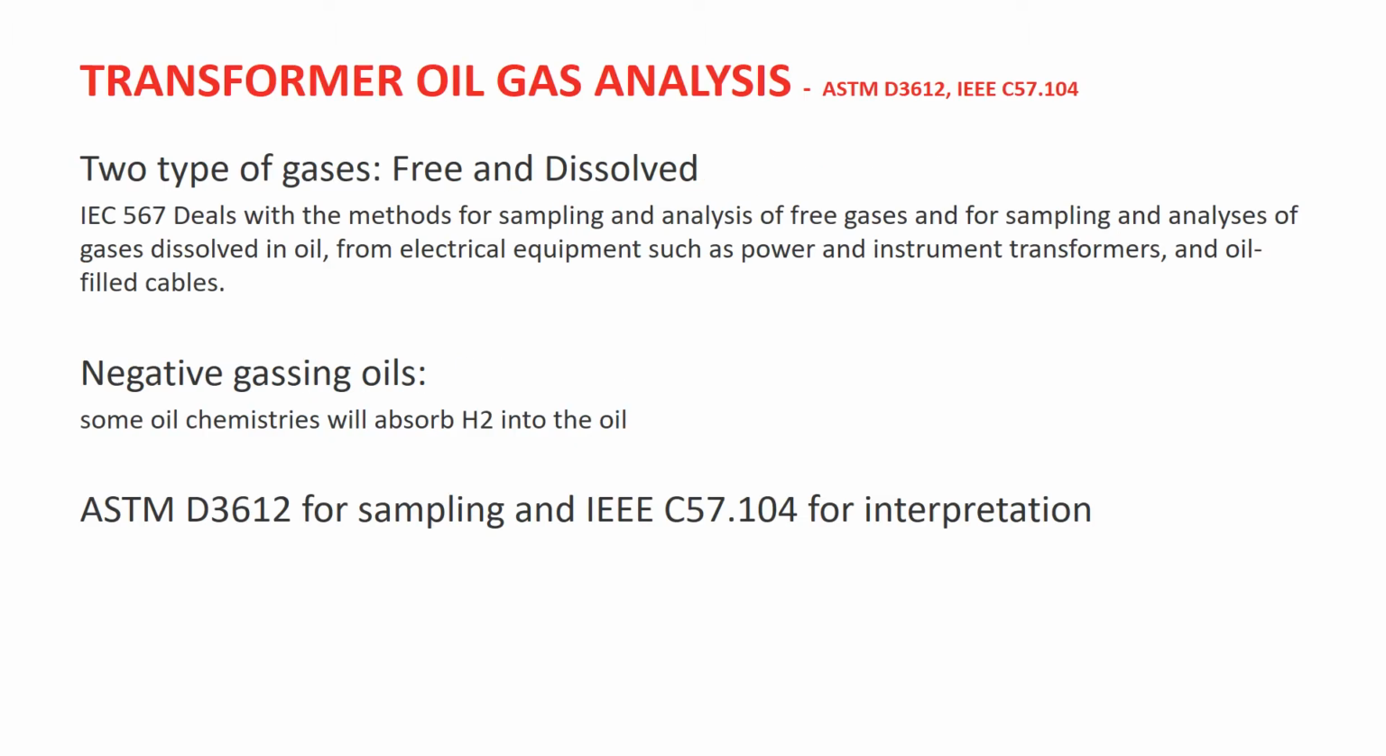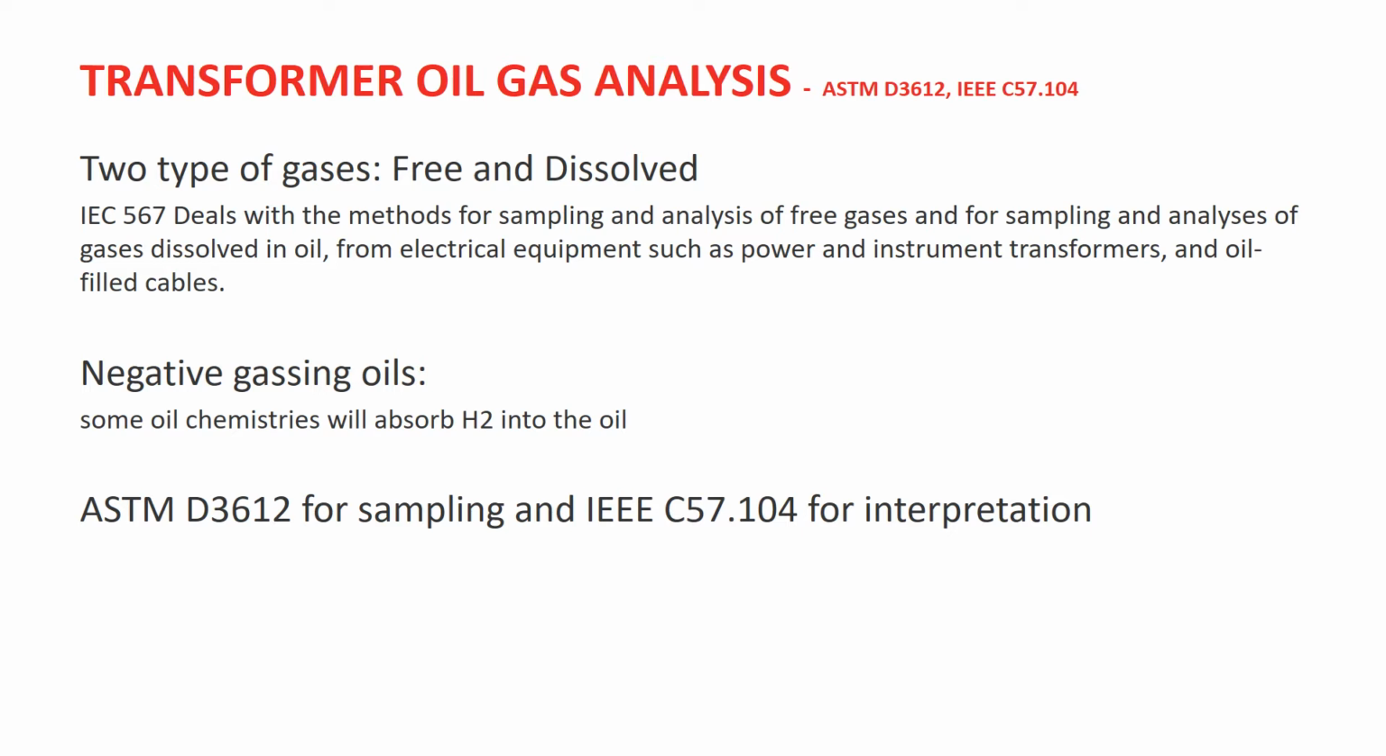Transformer Oil Gas Analysis, ASTM D3612 and IEEE C57.104. Dissolved gas analysis is for early failure detection in transformers. ASTM D3612 deals with the methods for sampling, and IEEE C57.104 deals with interpretation of free and dissolved gas in the oil for electrical equipment such as power and instrument transformers and oil field cables.